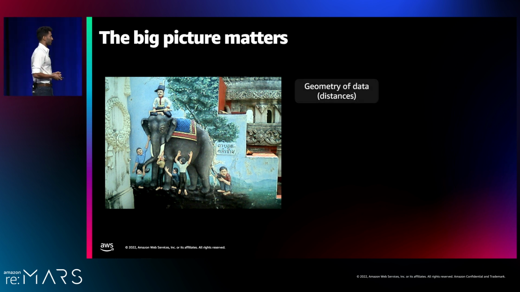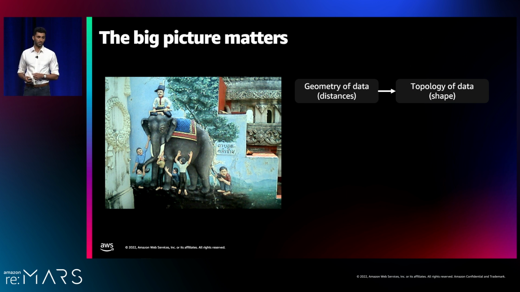And so it goes with your data. Often we use algorithms that are looking at pairwise distances. And in general, looking at distances is the geometry of your data. Topological data analysis implores us to go beyond the geometry and start looking at the topology of our data, which is the shape. Now, we do this already with clustering.